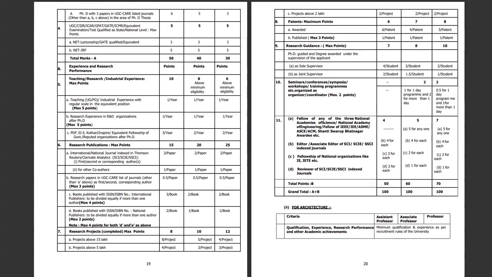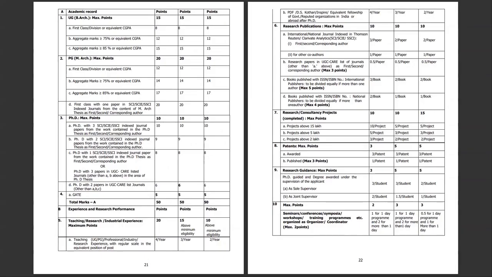Similarly, if you have qualified in a national level exam like NET or GATE, suppose you have qualified NET for lectureship only, you will get 3 marks. They are going to give a maximum of 5 marks for these exams. If you have qualified NET with JRF, they are going to give you full marks, 5 marks. Based on this, they are going to make your merit and call you for interview.